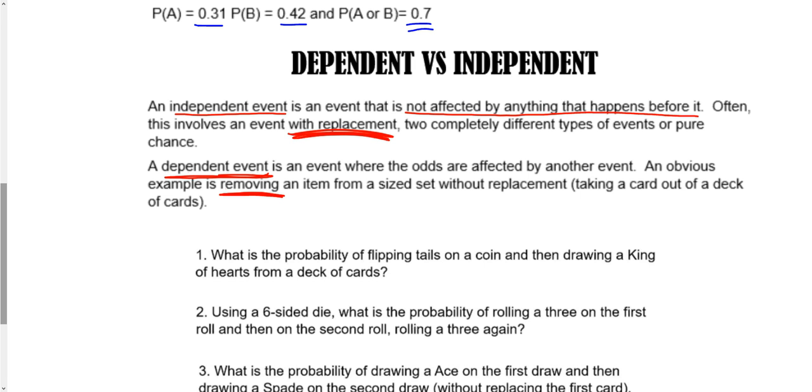Now, the only other scenario for independent is when you have two things that are completely unrelated. Picking a card and flipping a coin. Does it matter what card comes up? And is that going to affect what happens to the coin? No, they're completely independent of each other.